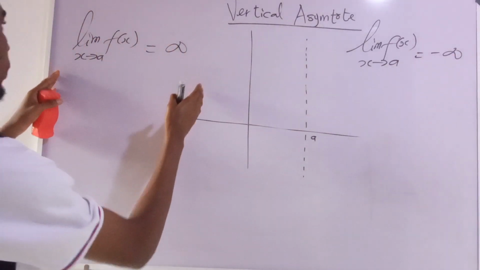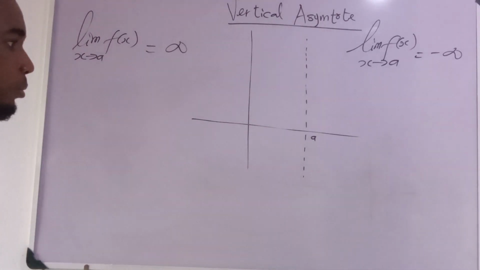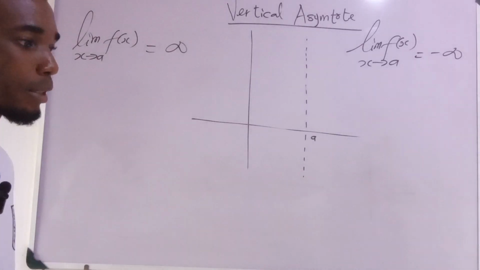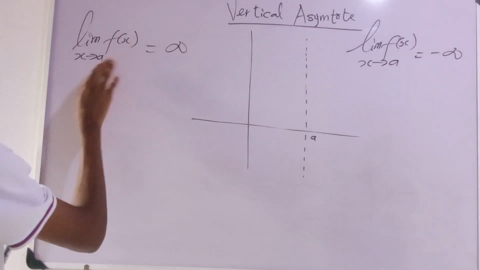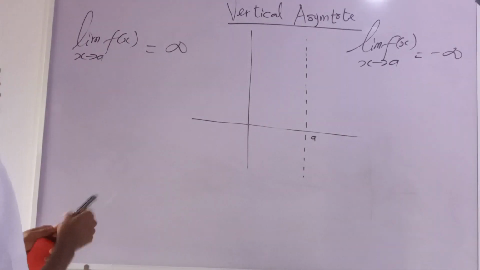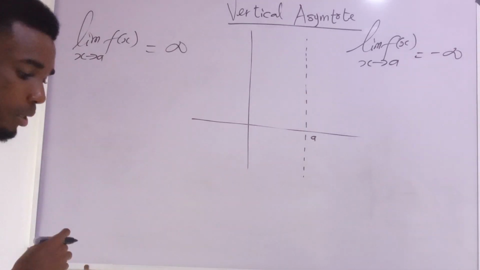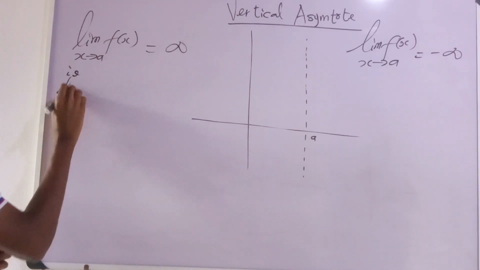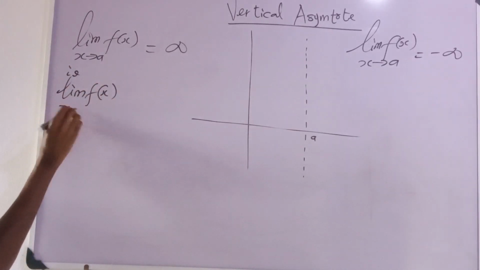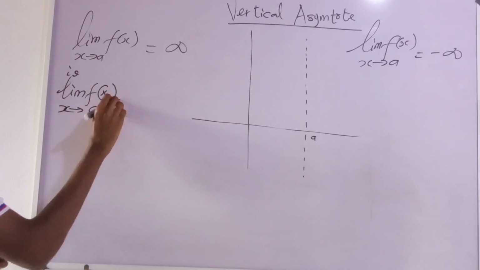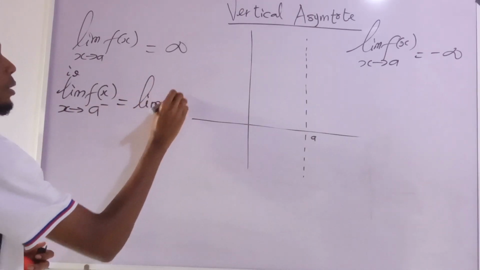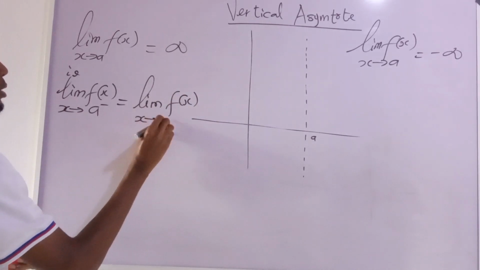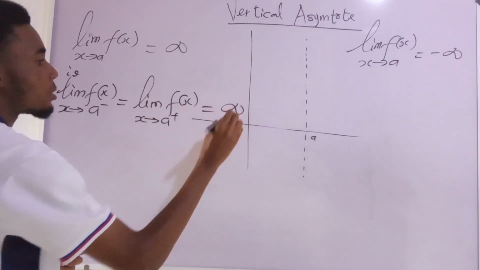Now let us focus on the positive infinity of the limit of a function at that point. You know that the limit of a function is said to exist if the left hand limit and the right hand limit are the same. So if I say that the limit of f of x as x approaches a is infinity, that means that both the left hand limit and the right hand limit are infinity. That is to say that the limit of f of x as x approaches a from the left is equal to the limit of f of x as x approaches a from the right, and everything is infinity.